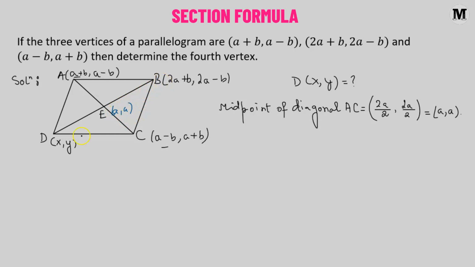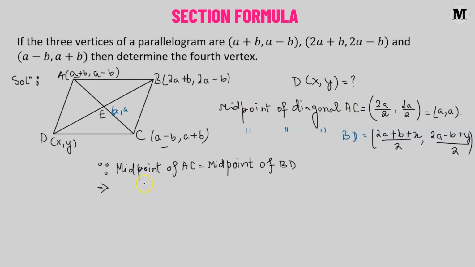Now we can say that the diagonal BD is also going to have the same midpoint E. Midpoint of diagonal BD: we'll sum up the x coordinates. We have 2a + b plus x, and we're going to divide it by 2. This is going to be the x coordinate, and for the y coordinate, we're going to sum up the y coordinates of the endpoints. So we have 2a - b added to y, and we're going to divide it by 2. We're going to use the condition that the diagonals of a parallelogram bisect each other such that their midpoints are going to be equal.